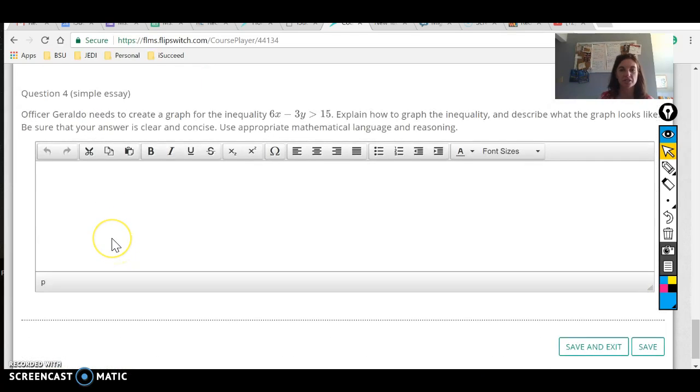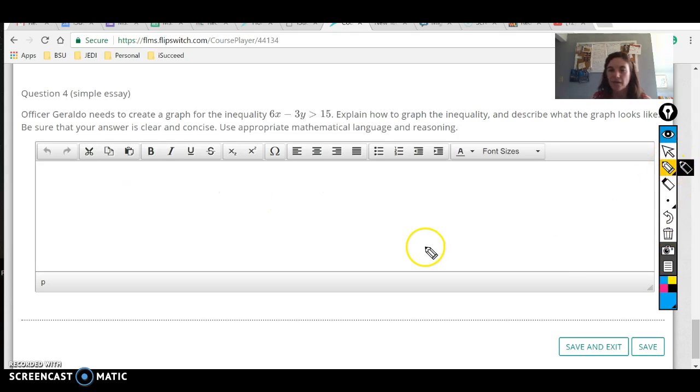Okay, last question here. 6x minus 3y is greater than 15. Explain how to graph the inequality and describe what the graph looks like. Well, first we should go ahead and put this in y equals mx plus b form.